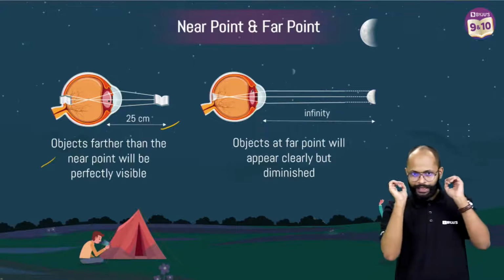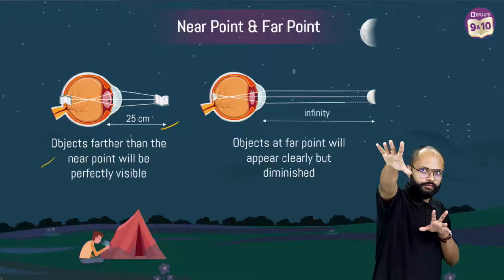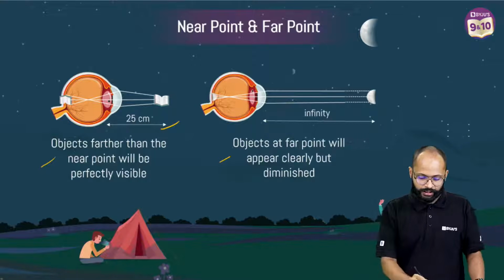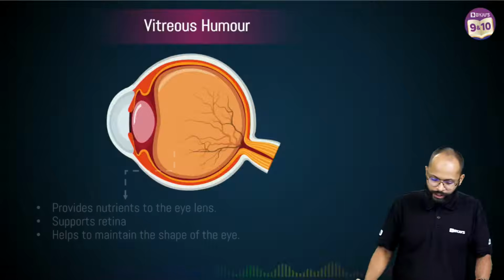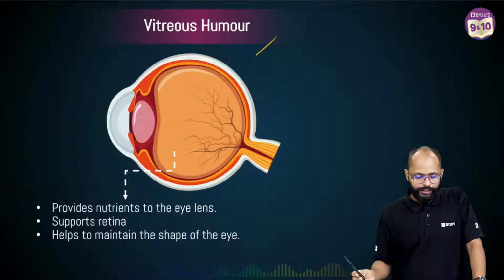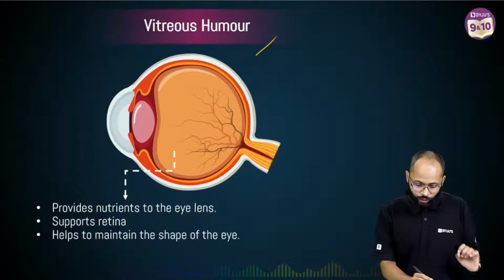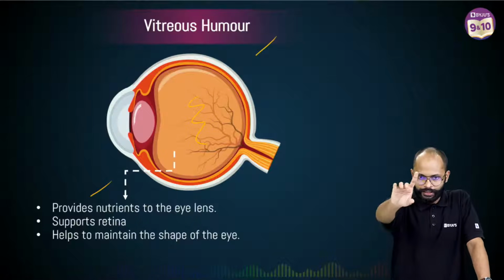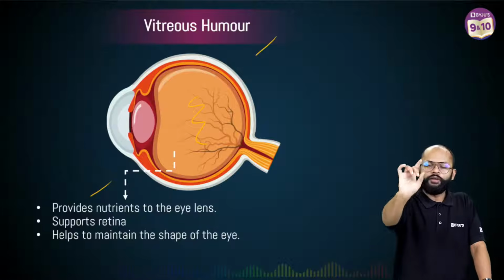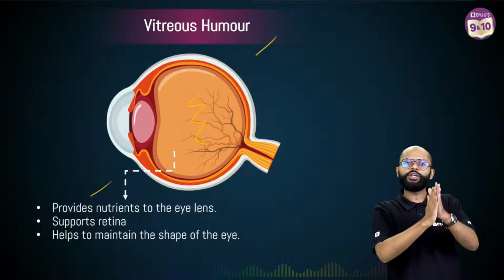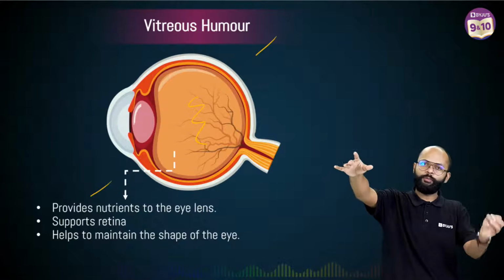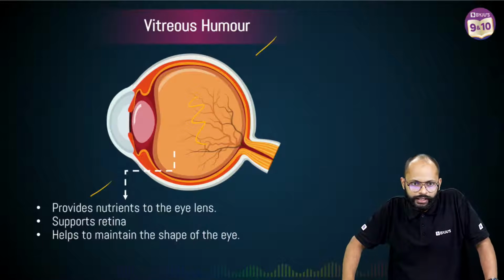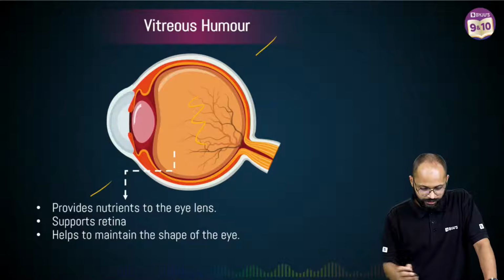ठीक है ना? For a healthy eye, it is very far. The far point is infinity for a healthy eye. Okay. Now, चलो ठीक है. यहाँ तक हो गया. Vitreous humor. I told you this portion. It provides nutrients to the eye lens. For a healthy eye, we can see between 25 centimeters to infinity. Near point 25, far point infinity. इतना ठीक है?